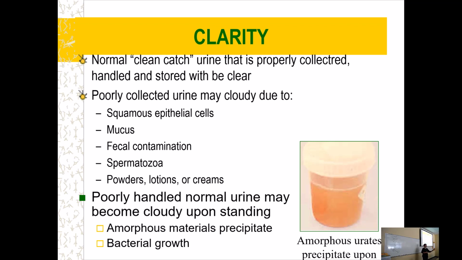When you have a urine sitting, if it's not properly stored, properly handled, we can get these amorphous materials that'll precipitate out. And that's the amorphous urates or amorphous phosphates. That'll depend on the pH. Again, we'll talk about that when we get to that point. Amorphous urates happen in an acidic urine. Amorphous phosphates happen in a basic urine.